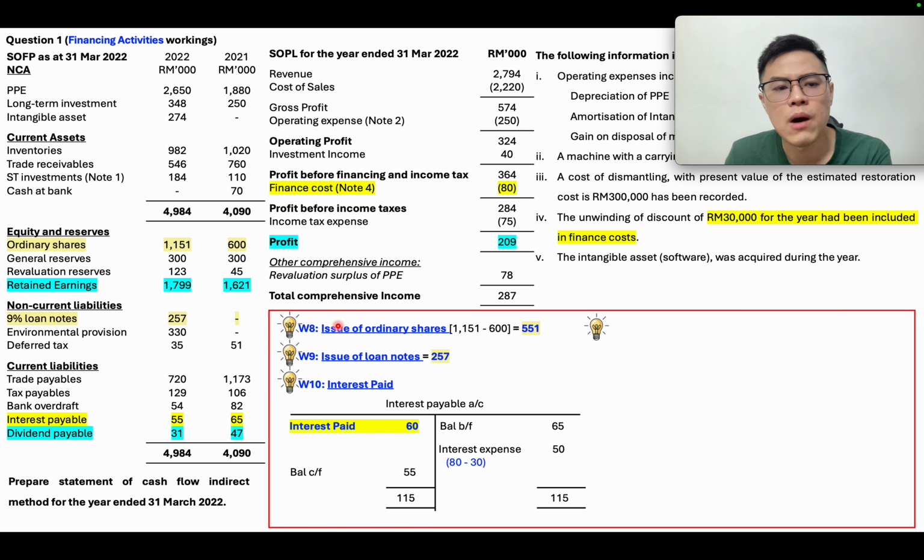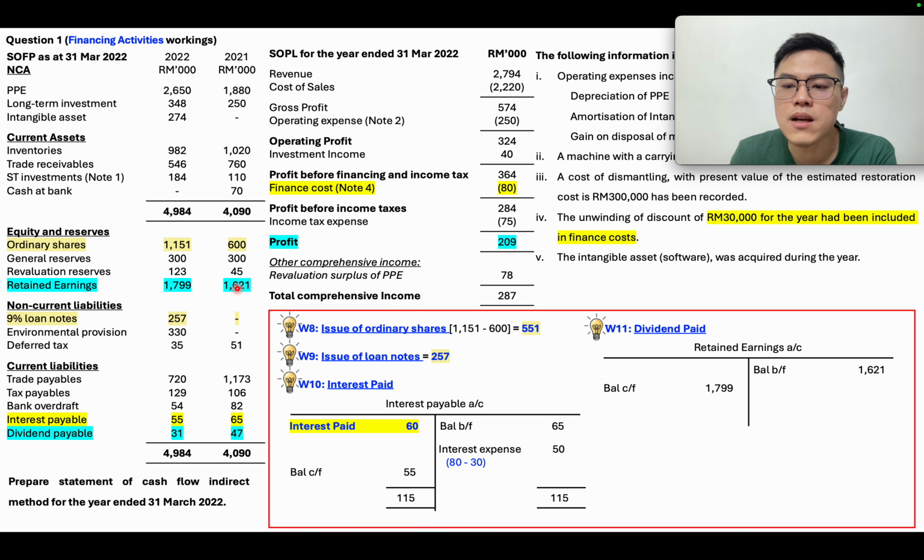So dividend, we look at our retained earning, profit, and retained earning closing. And this question is so special, they got dividend payable, meaning to say you are not directly paying dividend after you declare. So if let's say at the beginning I have 1621 retained earning, this year I earn 209 profit. By right, 1621 plus 209 should be the ending. But the ending is at 1799.